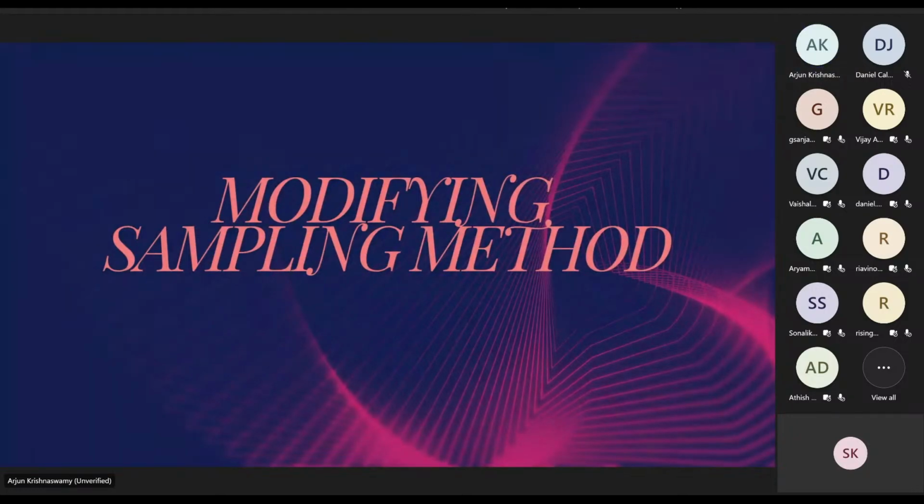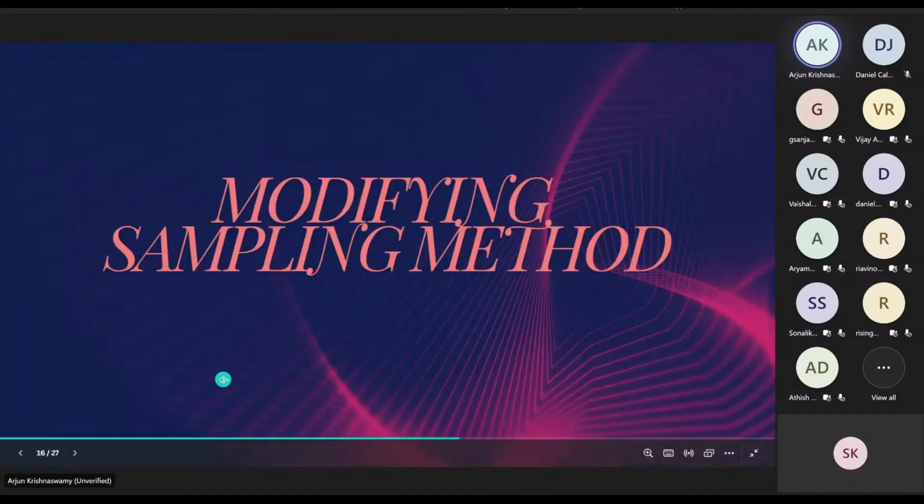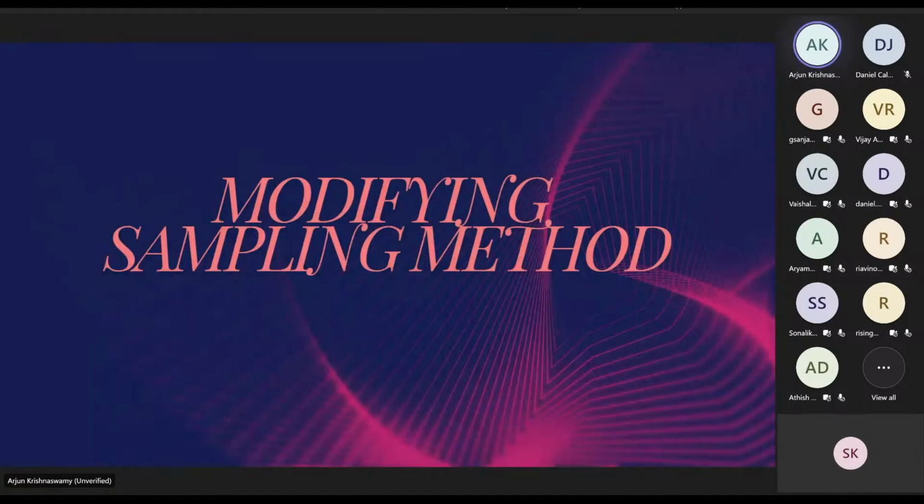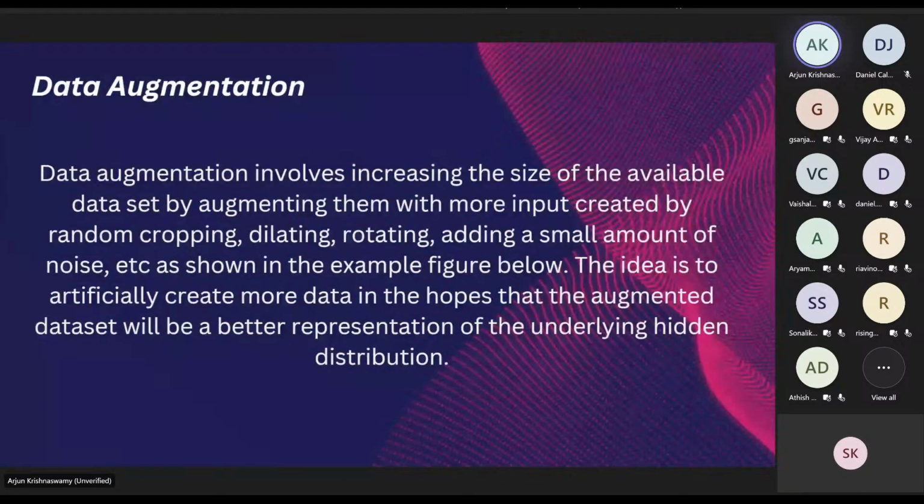So modifying the sampling method is getting the best out of our limited data, the way we use our data to decrease overfitting and get our best accuracy. The first method is called data augmentation. It is usually used in image classification and CNNs. You will learn CNNs later. They're called convolutional neural networks.